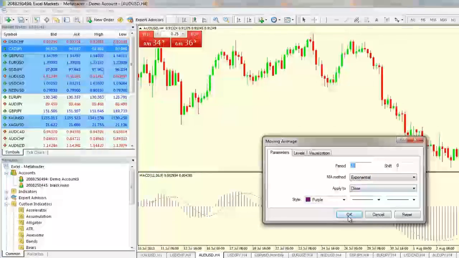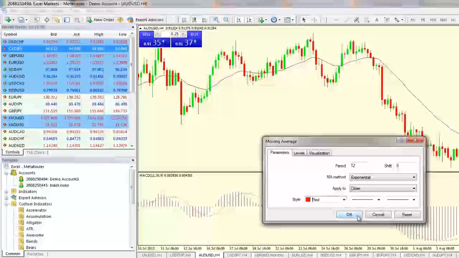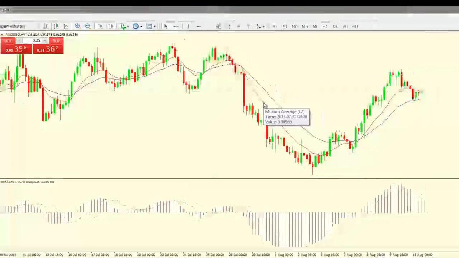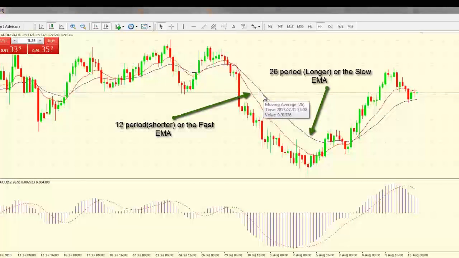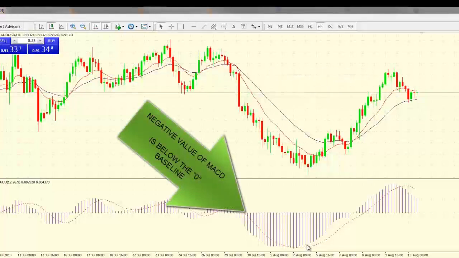So we have the 26 period moving average and the 12 period exponential moving average. The moving average which is red in color is the 12 period moving average, and the purple one is the 26 period exponential moving average. As you can see, whenever the shorter period moving average is moving below the longer period moving average, the MACD is also below the zero baseline, since the value of MACD would be negative.